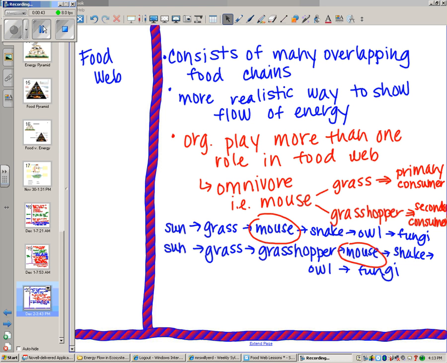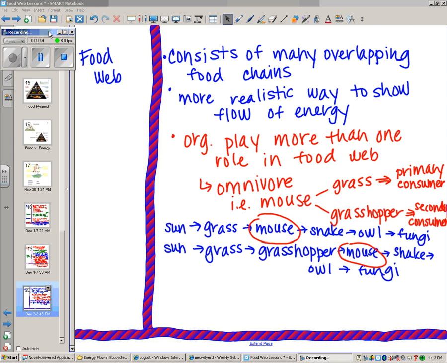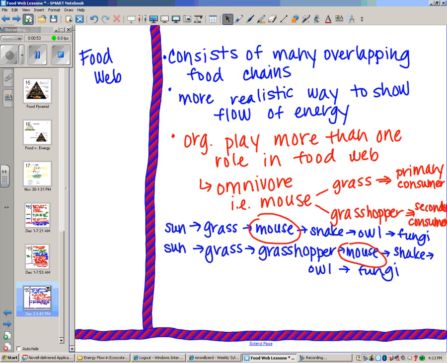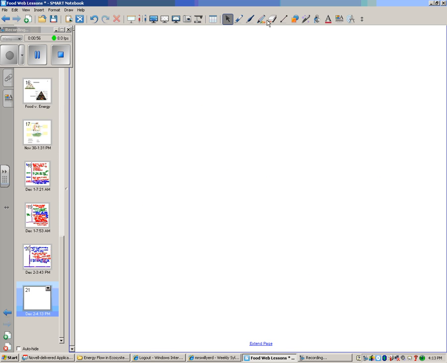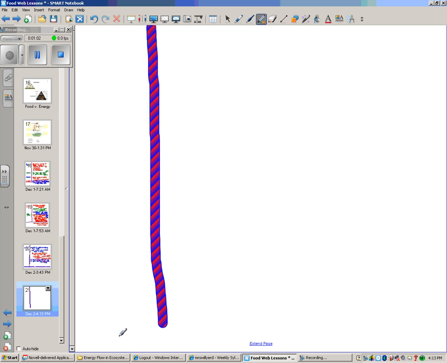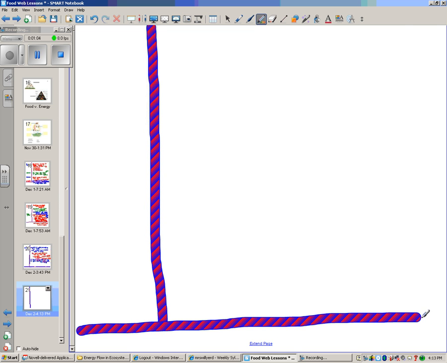Okay, so now that you've synthesized that last bit of material, flip your page over and you're going to need to make another template. Remember, it doesn't have to be perfect. Just draw your line down and your line over.